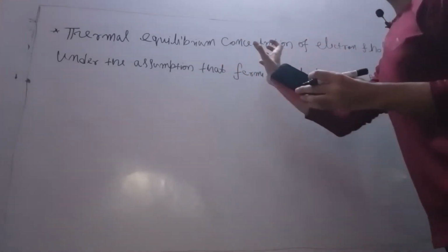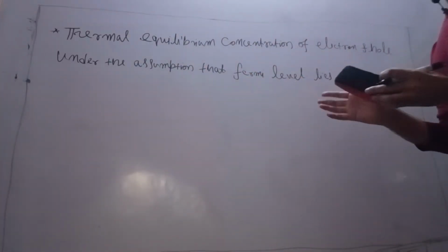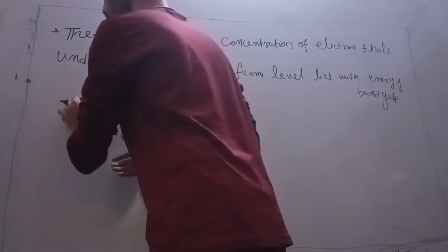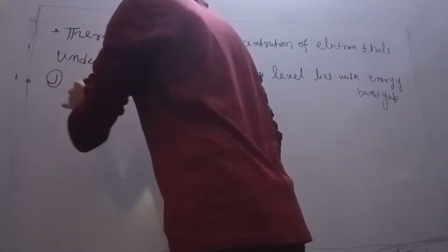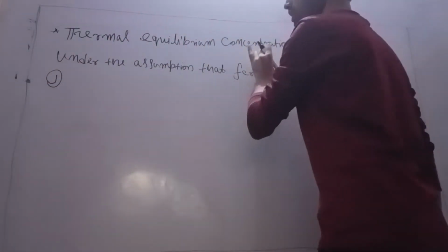So under this assumption we will now find the thermal equilibrium concentration of electron and hole. So now first of all we will see the thermal equilibrium concentration of electron.